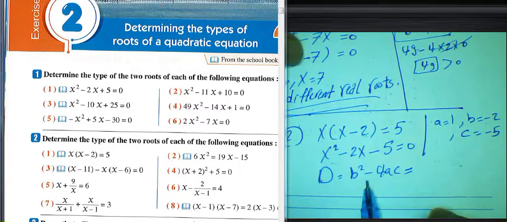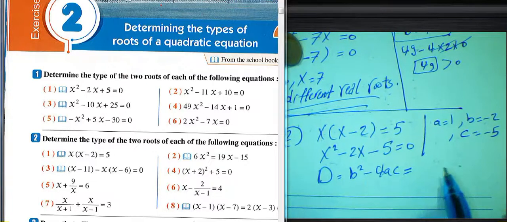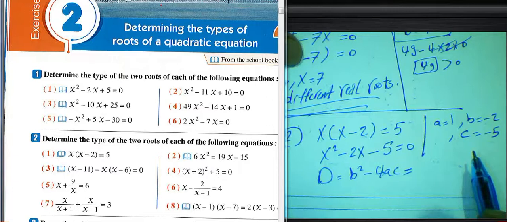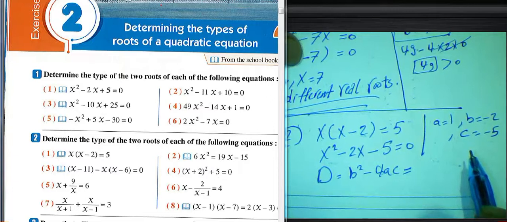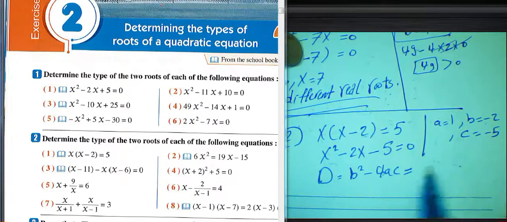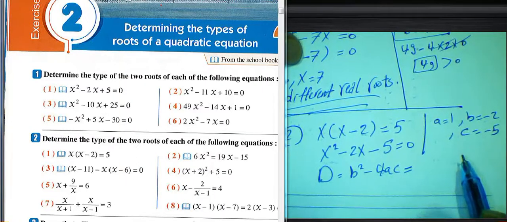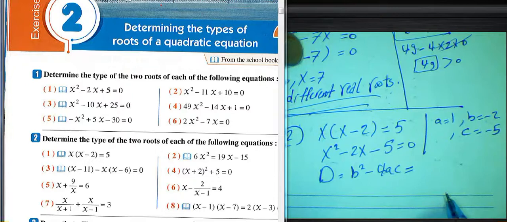If the discriminant is more than 0, we have two different real roots. If the discriminant equals 0, we have two equal real roots. If the discriminant is less than 0, we have two complex, non-real roots.